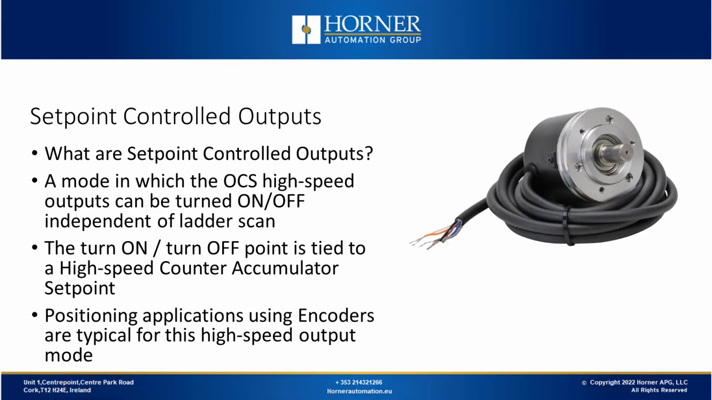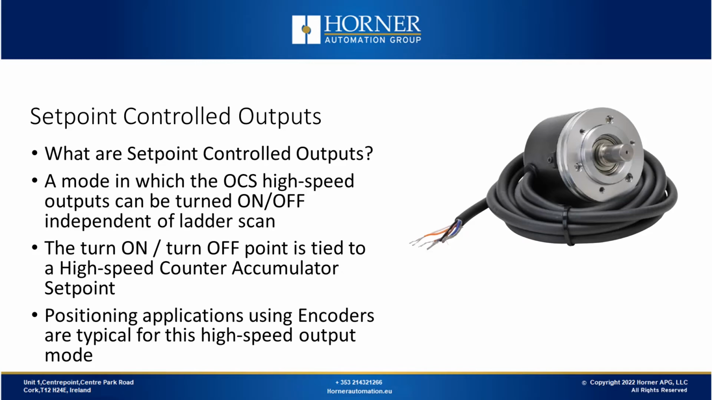An example might be using a high-speed counter connected to an encoder where the encoder is telling us a particular position or the position of a machine or an apparatus. Then we may decide that we want to turn an output on precisely at 30,000 counts and precisely off at 31,000 counts. We can accomplish that by using a setpoint controlled output.